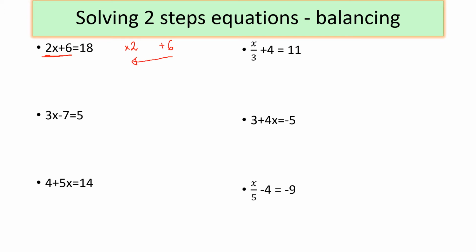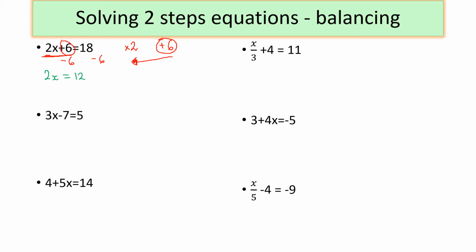We're going backwards. So I need to get rid of this part here. Now the opposite of adding 6 is take away 6. So I take away 6 from both sides. So when I do that, I have 2x left on the left-hand side, and then 12 left on the right-hand side.